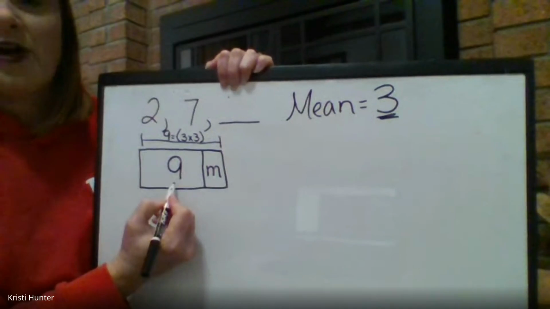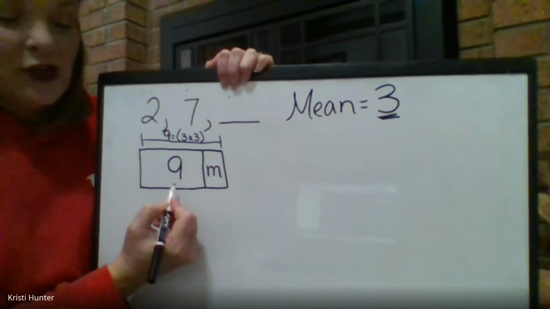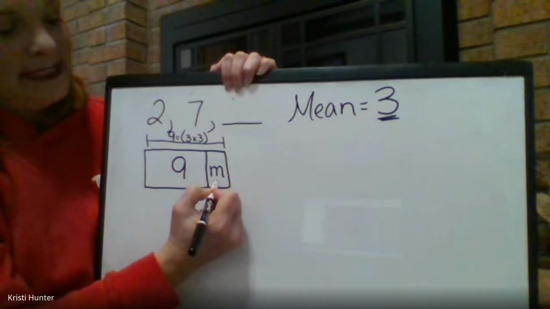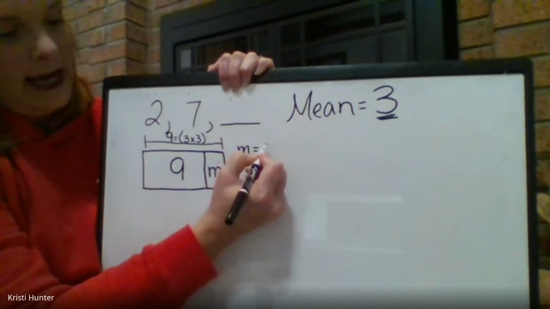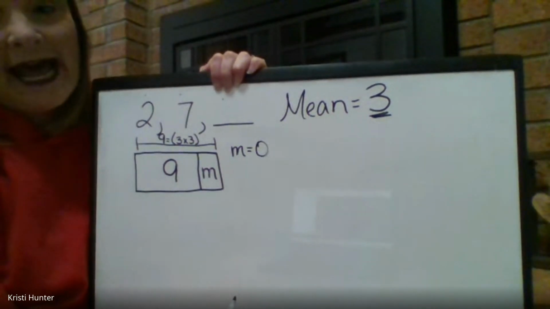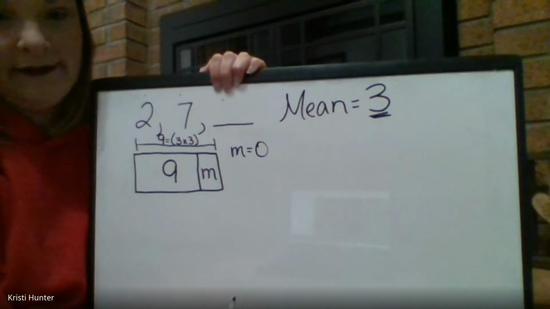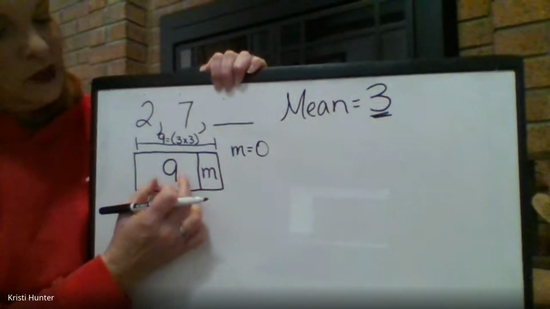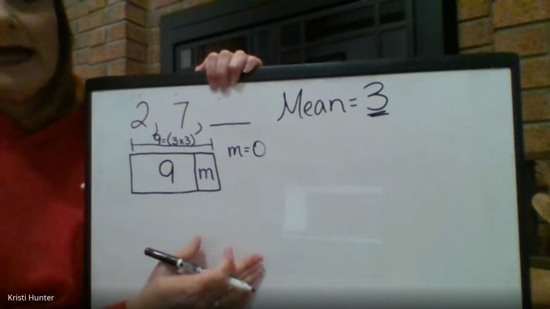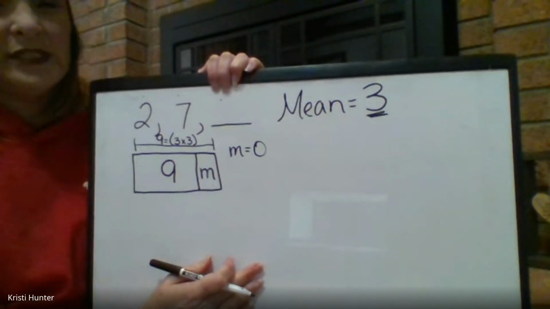Well, if I look, I was already at 9. So what that means is my missing number is a 0 because I don't want to add anything to it to stay at 9. Okay, so to stay at 9, I do that. So that one was a 0. That one's a little different.